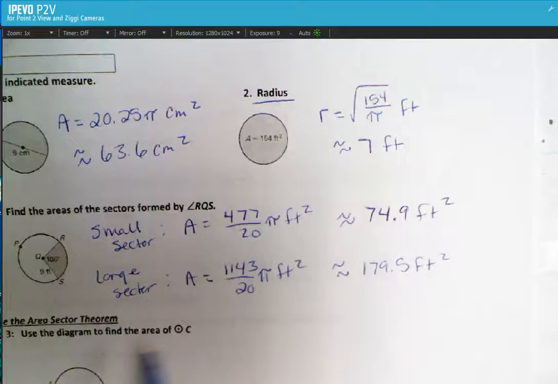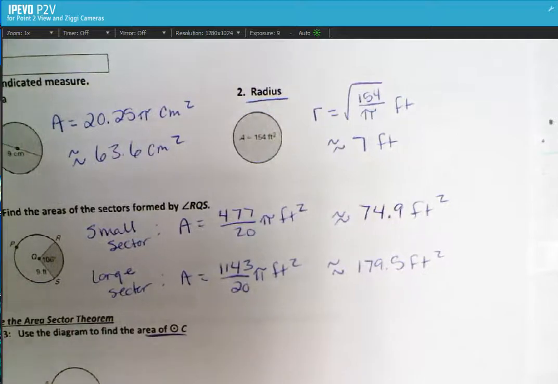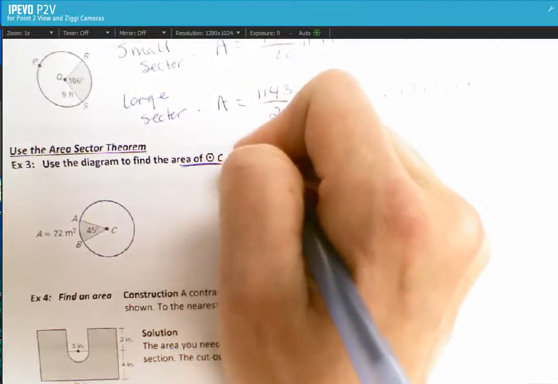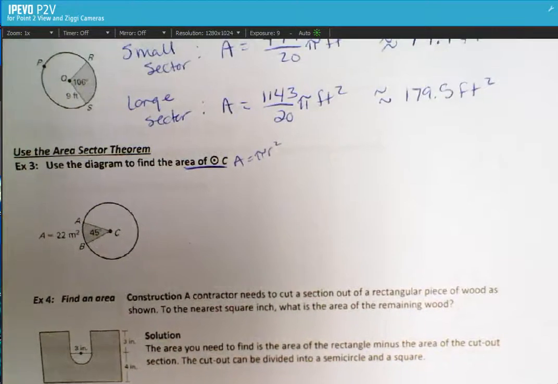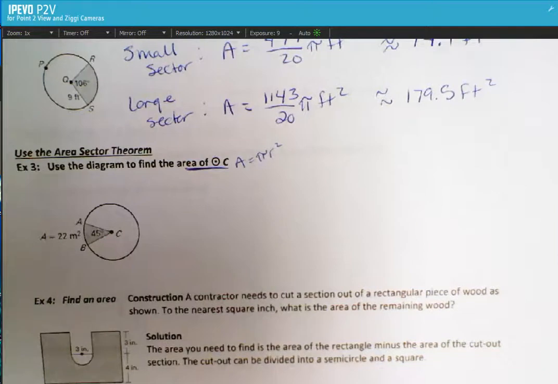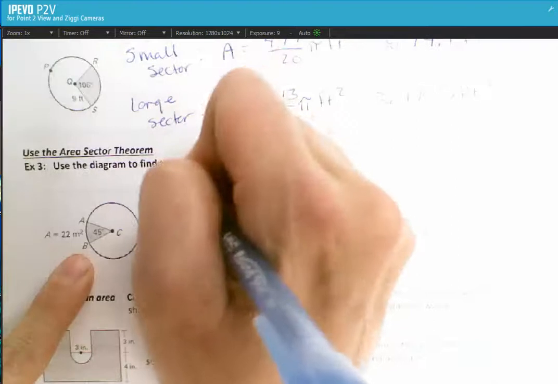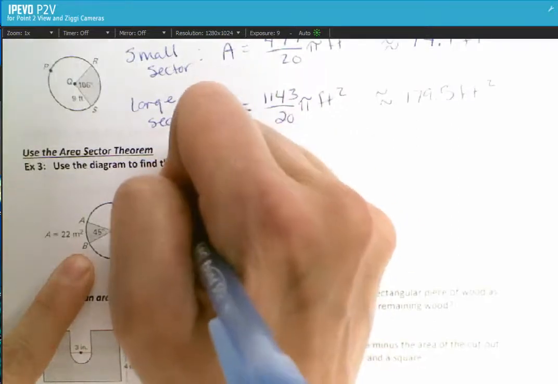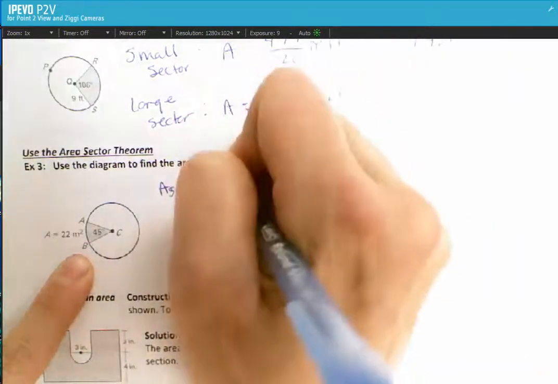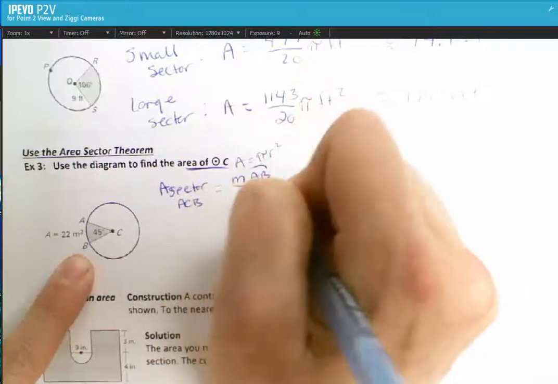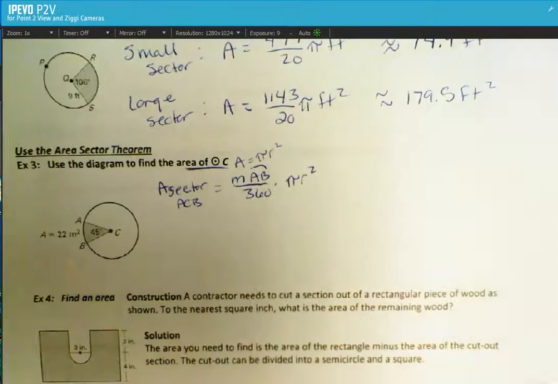Use the diagram to find the area of this circle C. So I need to find the area of the entire circle. What do we need to find the area of a circle? The area of a circle is pi r squared. So I need to find r, so I can solve for r. Let's use that method and solve for r. I know that the area of the sector ACB is equal to the measure of the arc AB over 360 times the entire area of the circle.